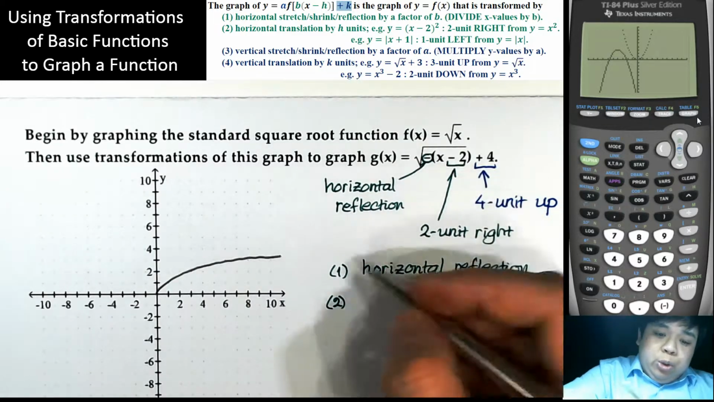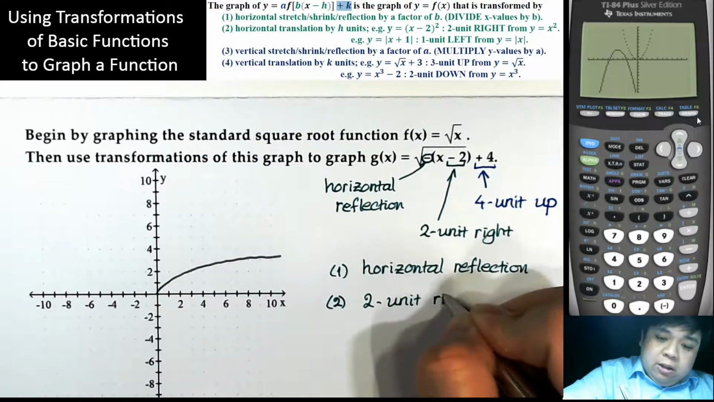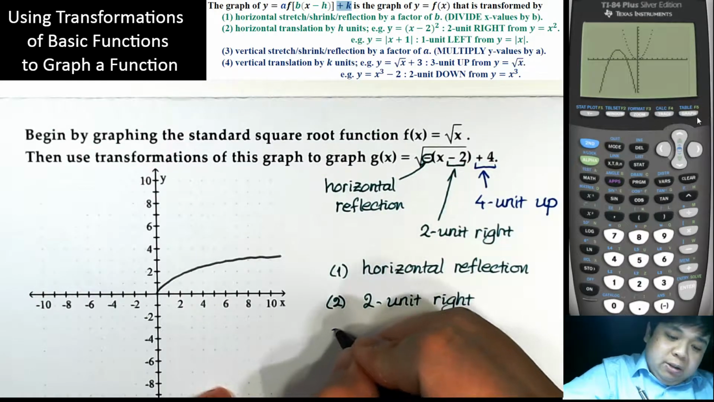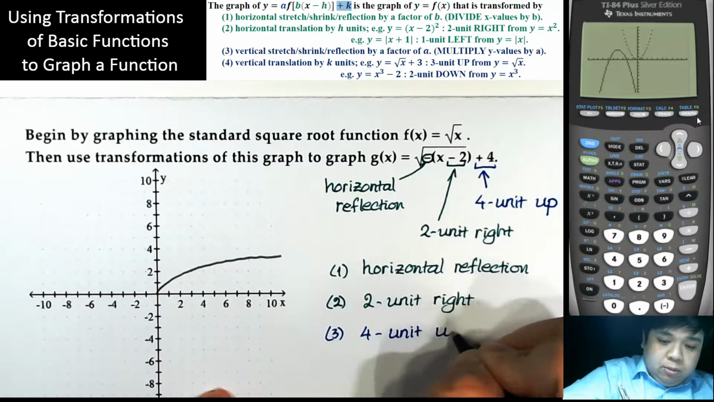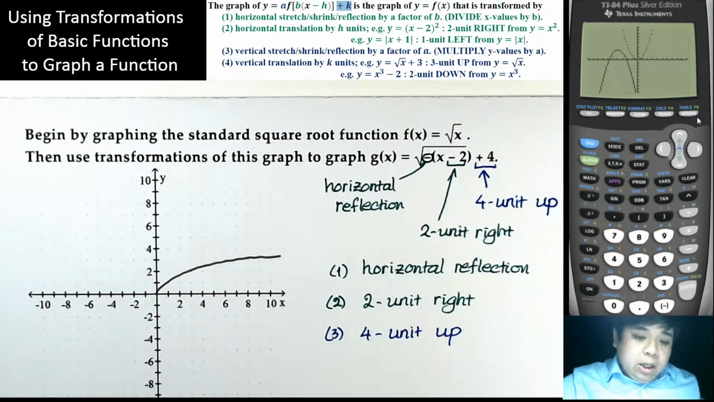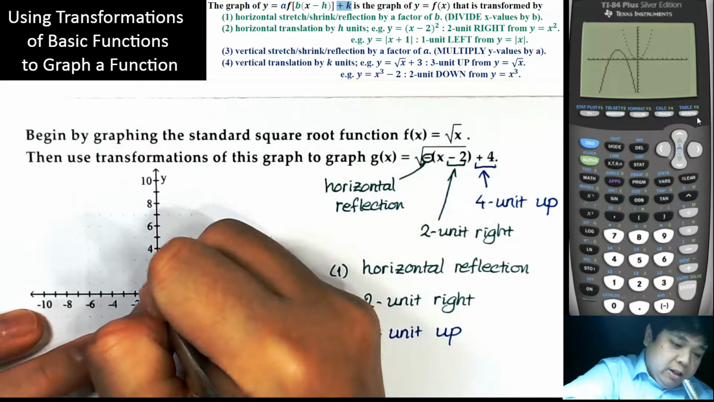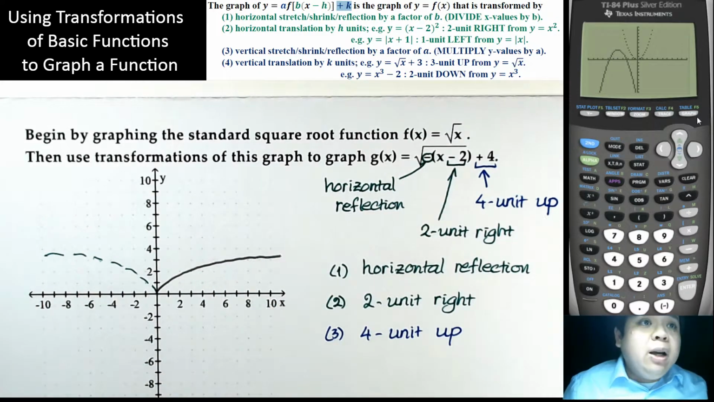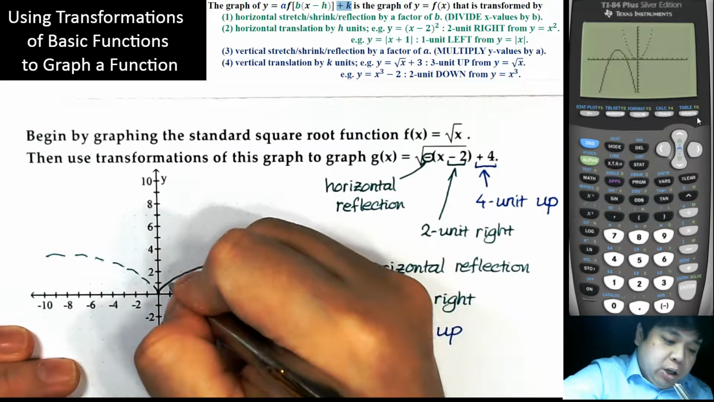And then we go 2 units to the right, and then 4 units up. Right. So first, horizontal reflection. So we will flip to the other side, and then 2 units to the right. So that point 2 units to the right, and all the points 2 units to the right.